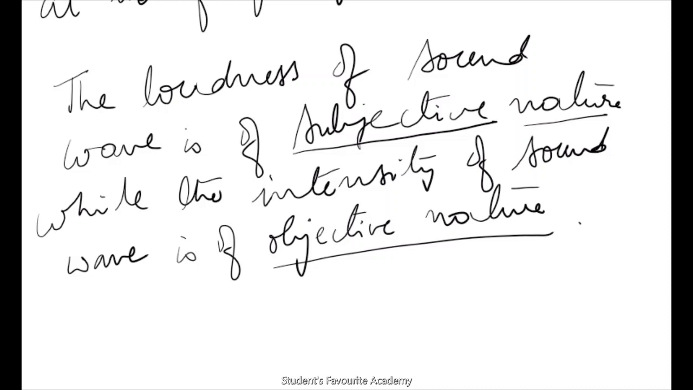dash nature, and in brackets they will give both subjective and objective as options. Similarly here, while the intensity of sound wave is of dash nature, and they will give again options as subjective and objective. So you have to choose the correct word in the correct blank. So loudness is of subjective nature, while intensity, which is measurable, is of objective nature. Okay.